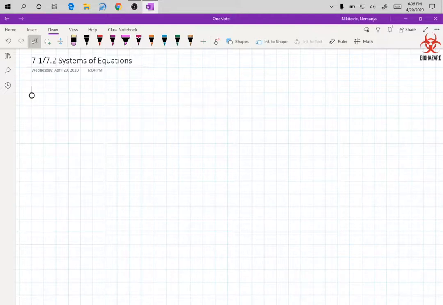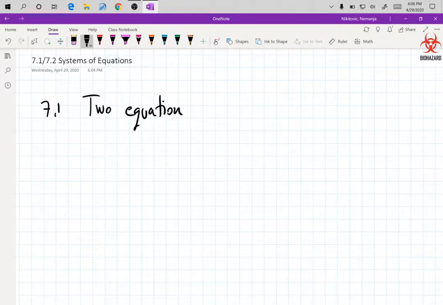All right. So let's start with just 7.1, 2 equations, and that's a review from algebra. So no new material here whatsoever. Now I'm going to review this by picking one equation and running through all 3 methods you possibly learned back in algebra.